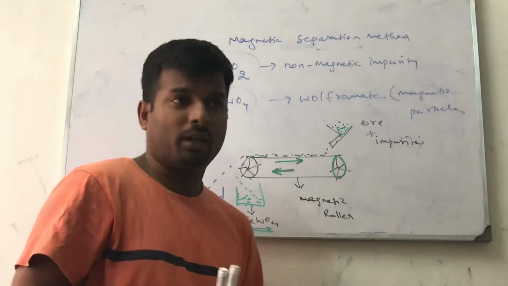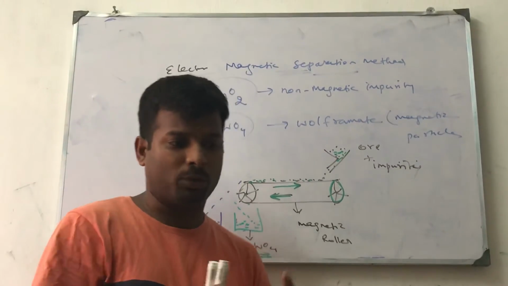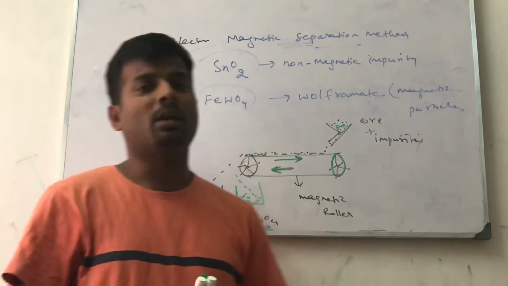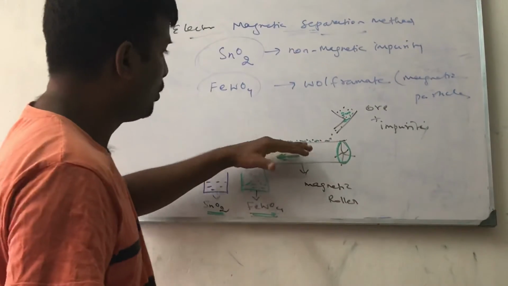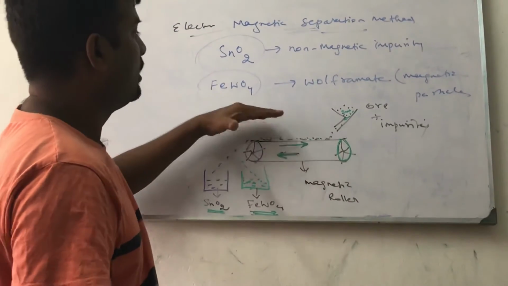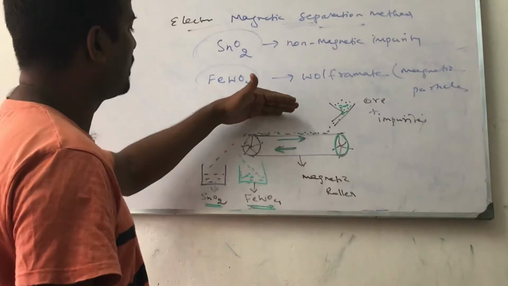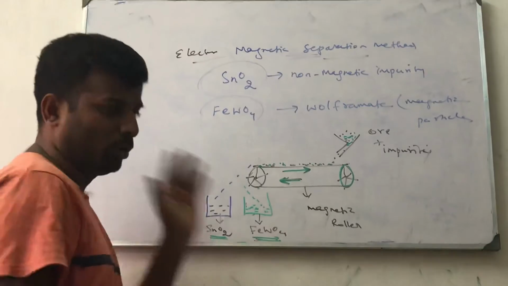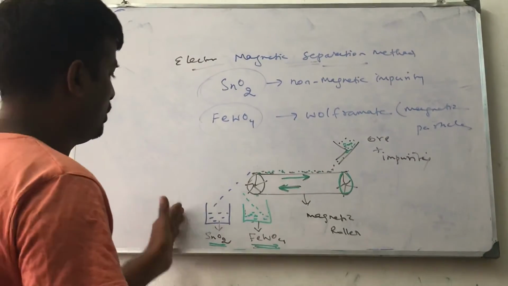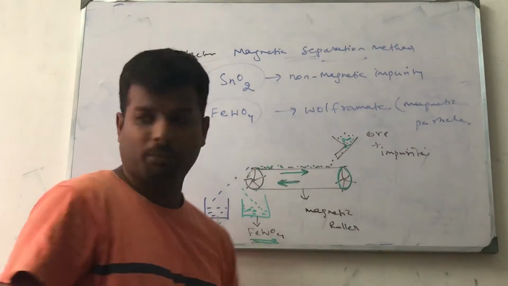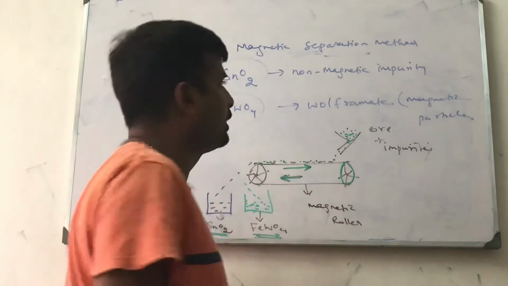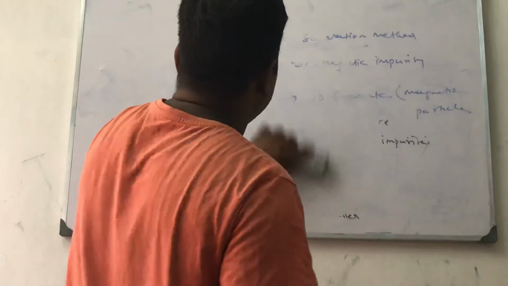iron and non-iron impurities. Suppose both are mixed together, we can separate them by the magnetic roller. The magnetic roller attracts the magnetic particles and releases them here, and the non-magnetic particles easily spread out of the magnetic roller. In this way we can separate the material. This is called the electromagnetic separation method.